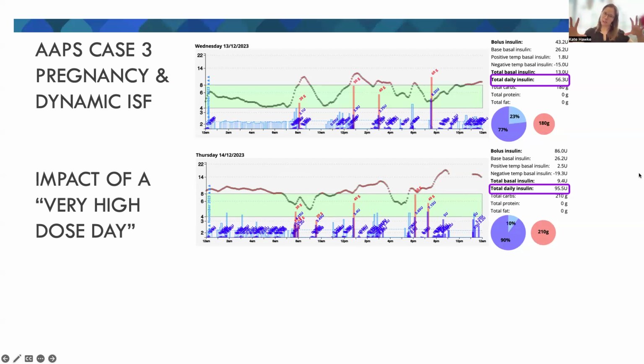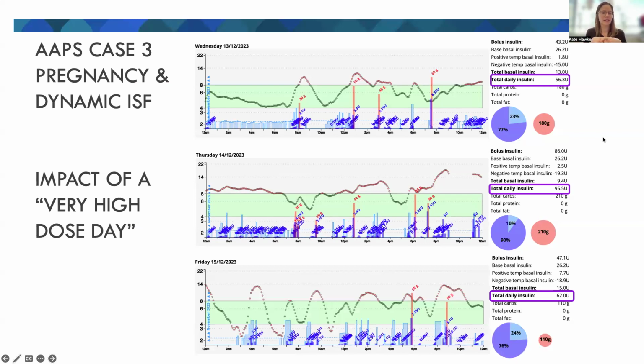But AAPS is actually taking that 95 units and plugging that into the dynamic ISF as we've asked it to do. And so now the next day, Friday, we have a really strong ISF that has fully integrated a 95 unit total daily dose into its considerations. And so we're getting wild corrections driven by this dynamic ISF. So close attention is needed to ensure the appropriateness of dynamic ISF if the patient is going to have major swings in daily dose.